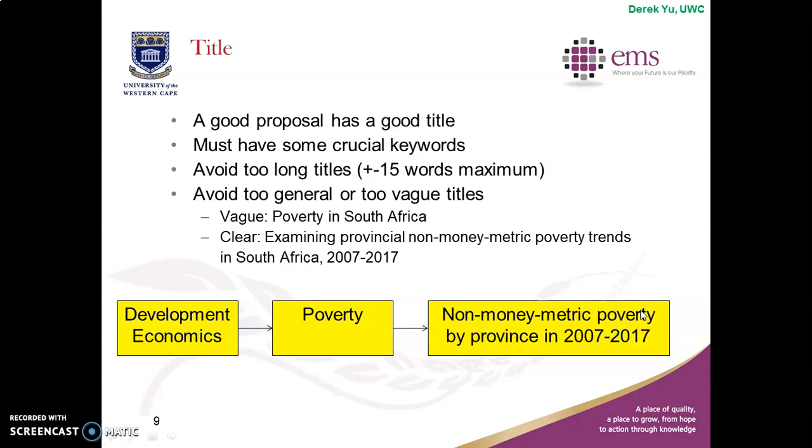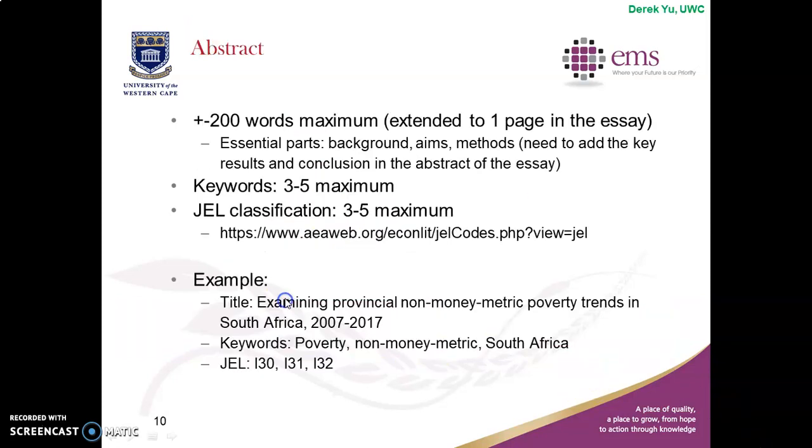maybe look at asset ownership, refuse removal, access to tap water, electricity in the dwelling, and then you want to do the analysis by province instead of by gender, by education, and then for the 10-year period from 2007 to 2017. You can't do a 100-year analysis, it will be too much. Actually, you will take 5 years to conclude the study. Abstract, maybe half a page would be enough for a proposal.